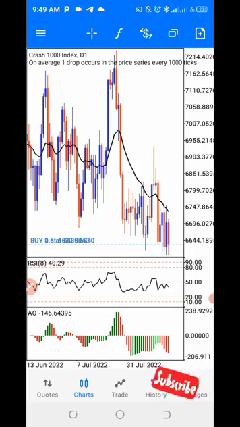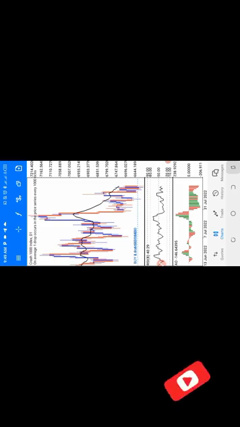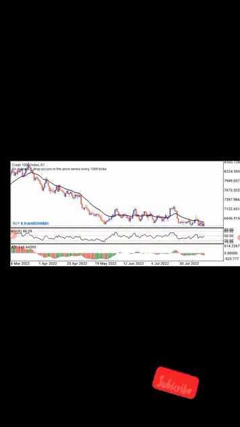Now let me show you one powerful thing about this top down analysis. Doing top down analysis is not about you just coming and drawing a horizontal line, drawing a trend line. All those things are trash. They are trash when you don't use them in the right way.